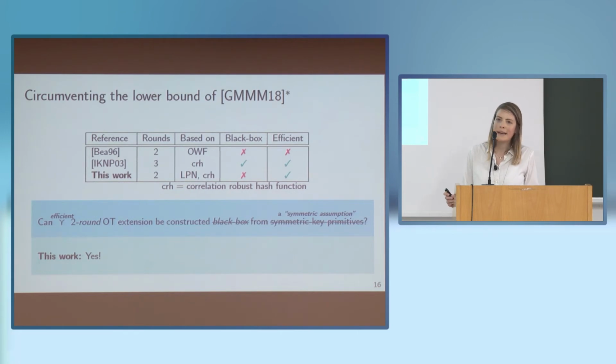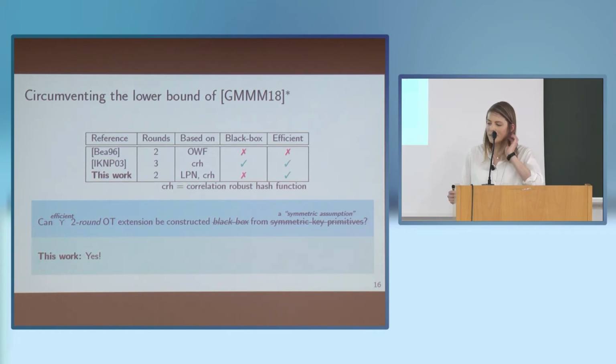And so basically the linearity of the learning parity with noise assumption introduces some additional correlation, such that the lower bound that I talked about before of Gentry does not apply.